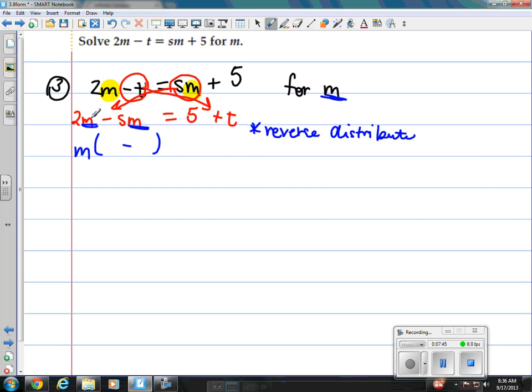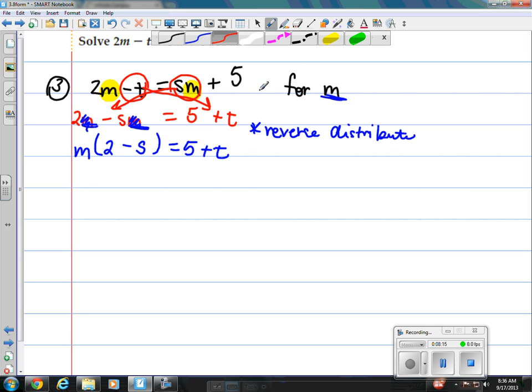And if I take out an m, that m disappears, I'm left with 2. Once again, if I take out an m, that m disappears, and I'm left with an s, equals 5 plus t. That doesn't simplify, nothing happens to it. And then if you want to go back through and double check yourself, you say m times 2 is 2m, m times s is sm, so we're good. We did that part right.